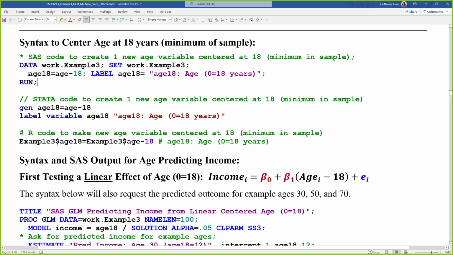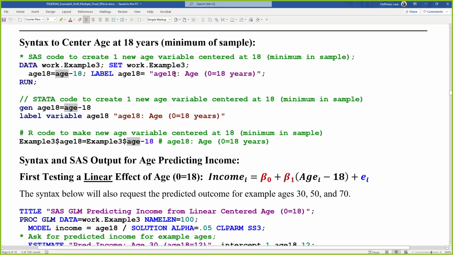So I'm calling this age 18 because to me that means age centered at 18. You can name it whatever you'd like, but I encourage you to make names that are meaningful to you and also short so you can type them easily. Then how am I making it? The variable to the right of the equal sign is the one that's already in the data. So age is a column I currently have. I am subtracting 18 from it to move the 0 to be age 18. Okay, any questions on that?